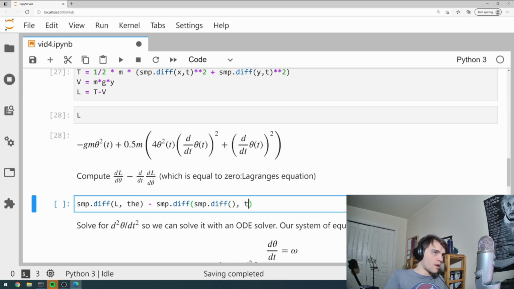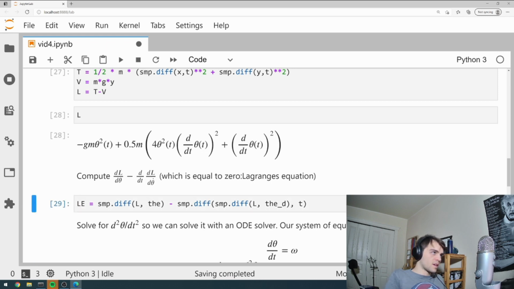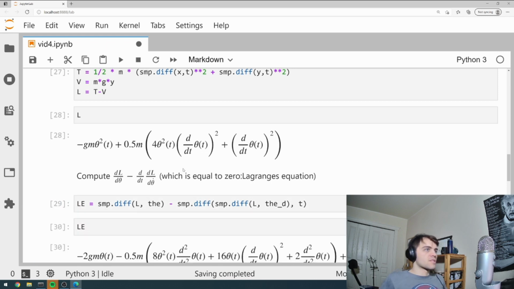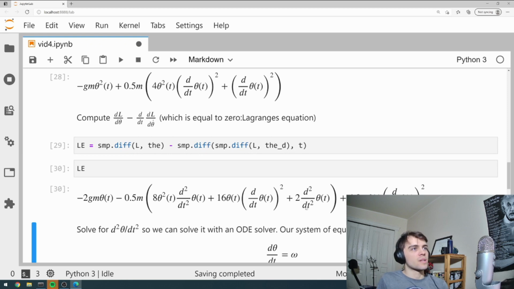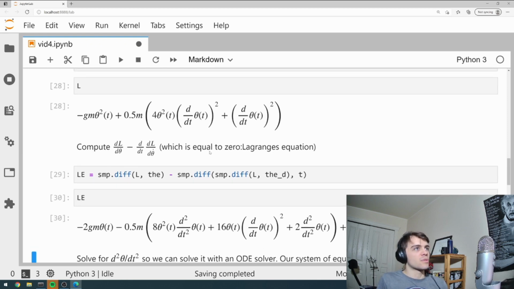Now the outer derivative is going to be with respect to t, because we're taking the time derivative of dL/dθ̇. So L and then theta underscore d. I'm going to call this LE for Lagrange's equation. I can print this, and now I have Lagrange's equation written here. And you'll note that this is equal to 0, right? That's Lagrange's equation: dL/dθ minus d/dt of dL/dθ̇ is equal to 0.